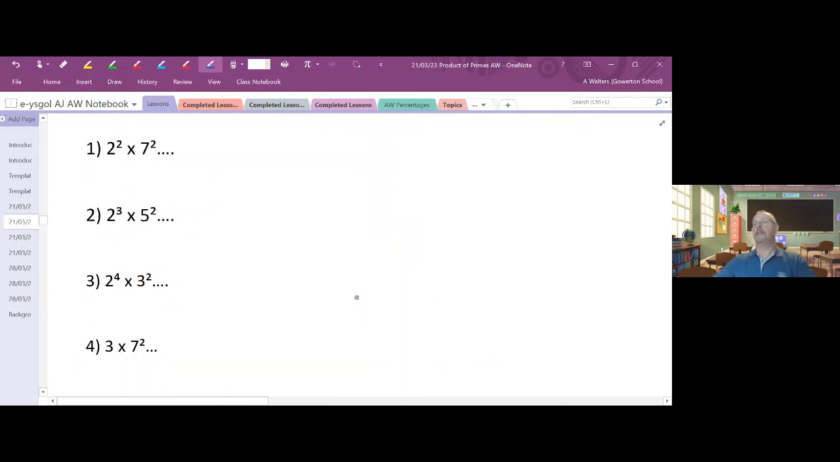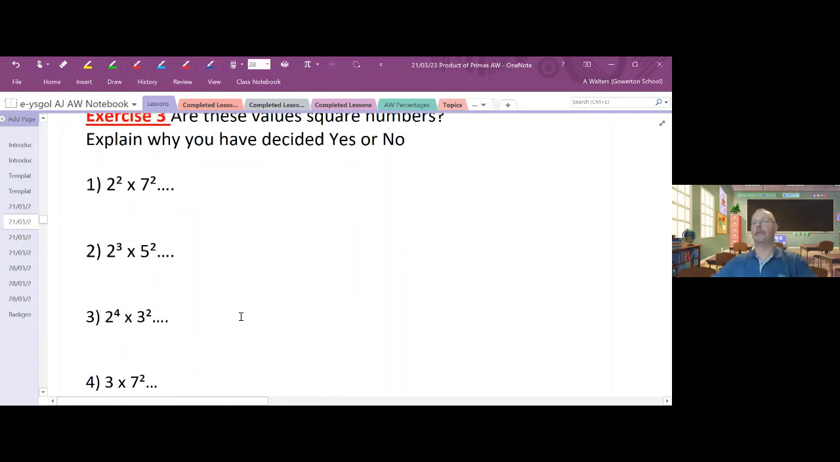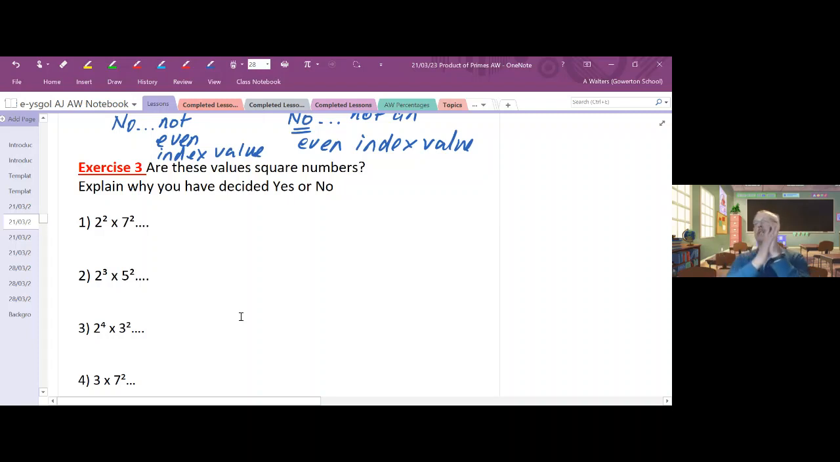So with these questions here, all 4 of them, you simply have to say whether they are squared numbers or not, and you have to explain why they are squared numbers or not. Okay, so you have to say the powers are square or the powers are not square. Sorry, the powers are even, or the index values are even, or the other way around is saying that the index values are even and not even, therefore they're not squared numbers. So I'd like you to try those 4 questions. Pause the video and then press play when you're ready to resume.